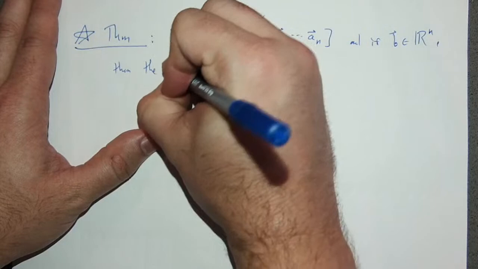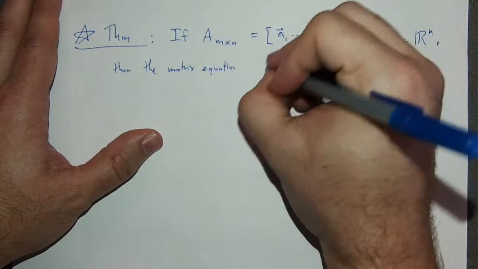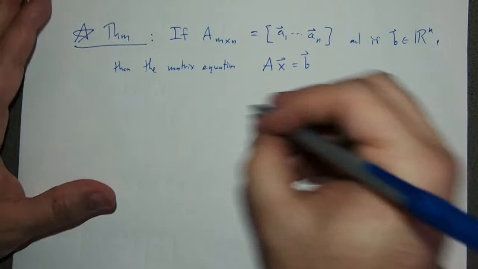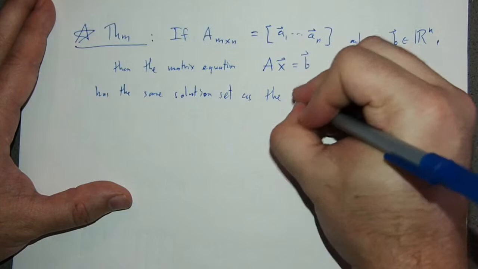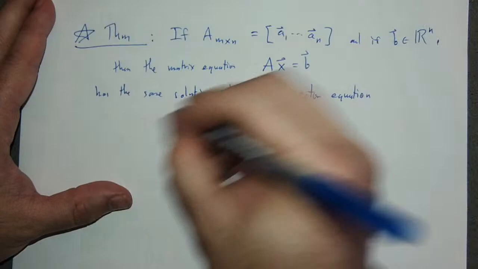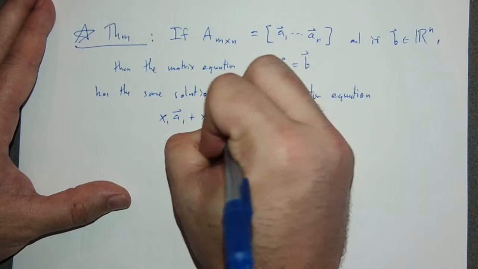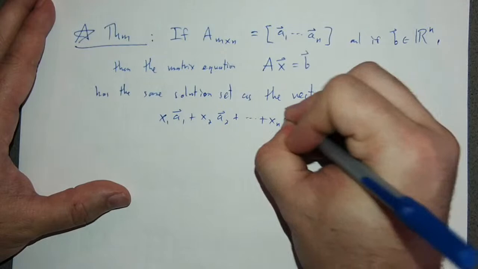the matrix equation Ax = b has the same solution set as the vector equation, which is x sub 1 a1 plus x sub 2 a2 and so on up to x sub n a sub n is equal to b.